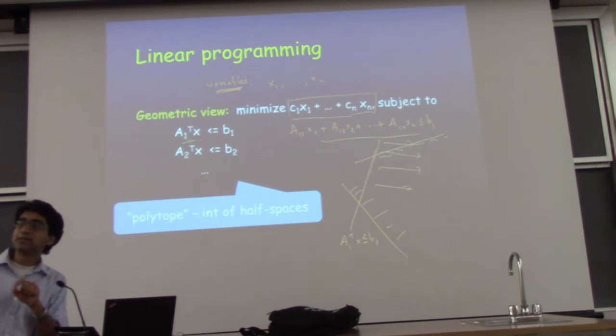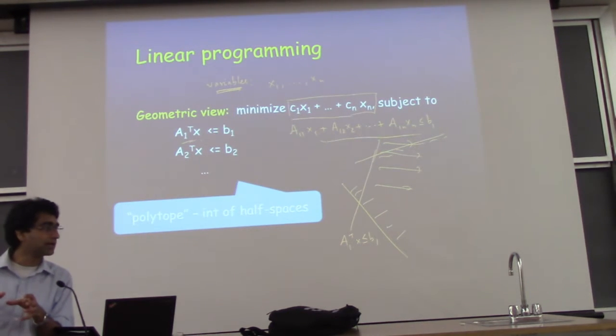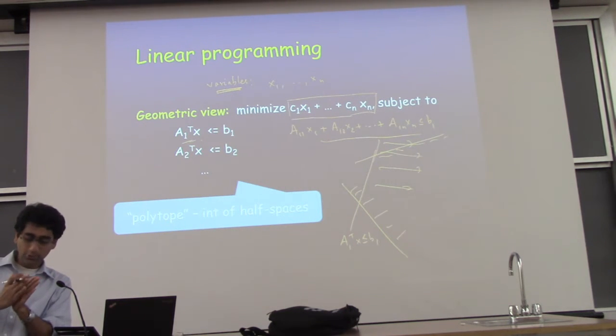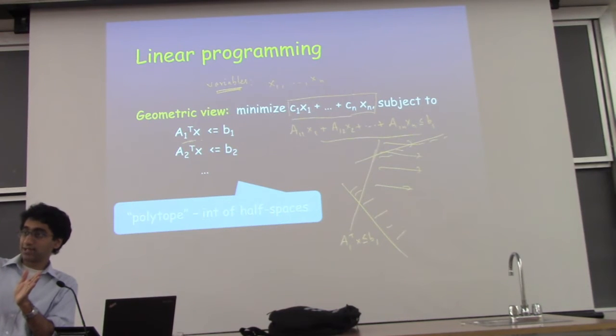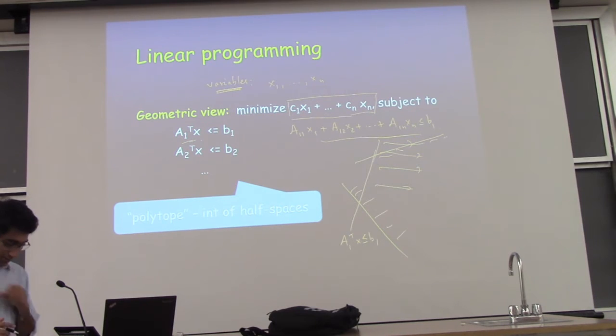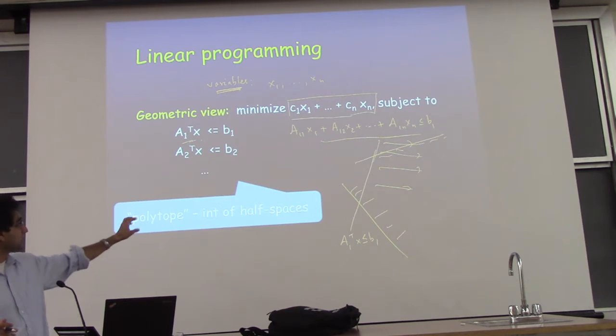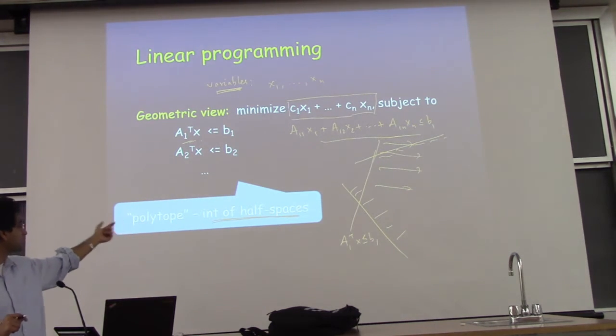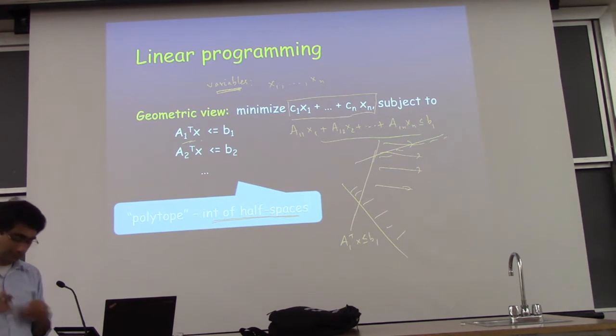So note that the feasible set need not be finite. For instance, if you just had one constraint, it only says that all your feasible points must lie on one side of this plane. So they could be arbitrarily far away. This is something to keep in mind. But in general, the feasible set is some intersection of half spaces, and an intersection of half spaces is usually called a polytope. Okay, it's just a name. It could be finite, it could be infinite.